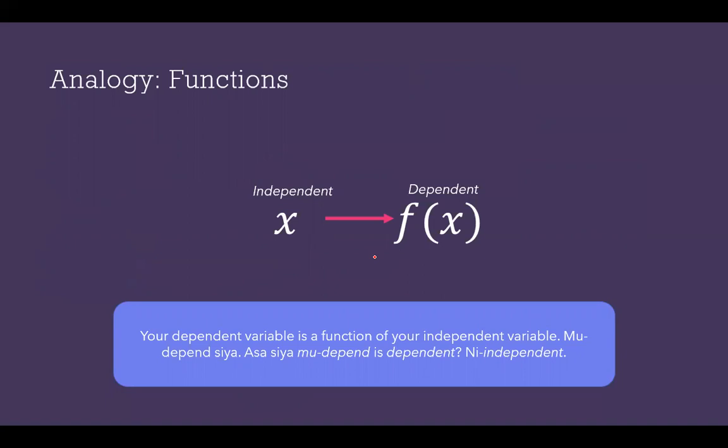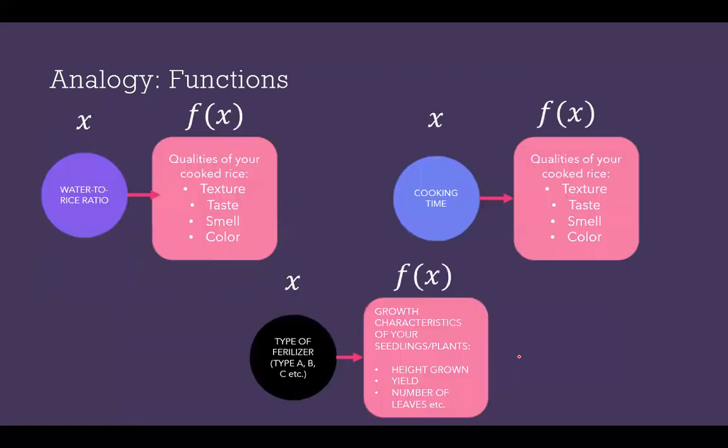So these variables and functions, like x is independent, while f(x) is dependent. Since f(x) depends on x, it depends on the input of the independent. Your dependent, as seen here, your dependent variable is a function of your independent variable. From the word itself, dependent, it depends. On what does it depend? The dependent depends on the independent. Okay.